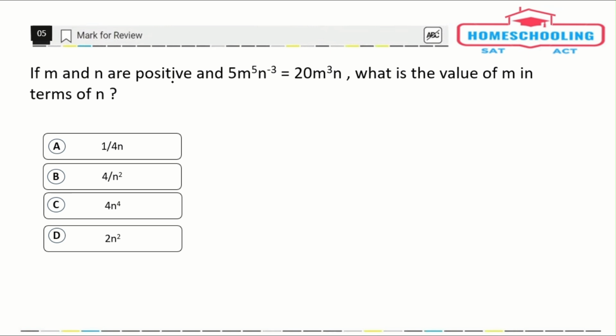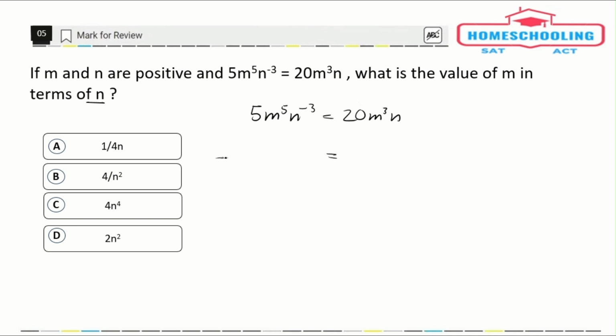If m and n are positive, if m to the power 5 into n to the power minus 3 is equal to 20 m cube into n, what is the value of m in terms of n? So first we will write this equation. m to the power 5 and n to the power minus 3 is equal to 20 m cube. What we're going to do here is take m and n on one side and these two numbers, 5 and 20, on the other side.